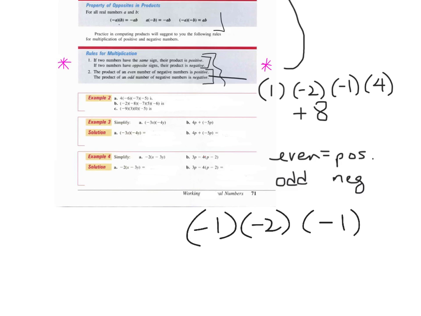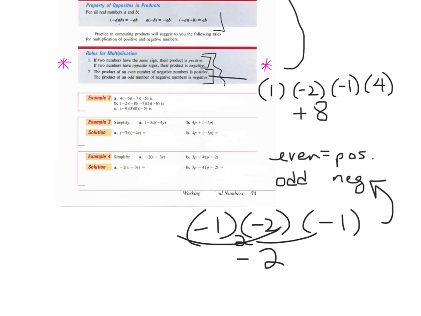3. Is 3 odd or even? Odd. So that's going to tell me that my answer is going to be negative, and then I'll go through and multiply the numbers. Now, you can also do negative 1 times negative 2, turn it into a positive 2 because a negative times a negative is a positive, and then times it by the next negative, and then positive times negative is negative. But a shortcut way is just to count your negative signs.